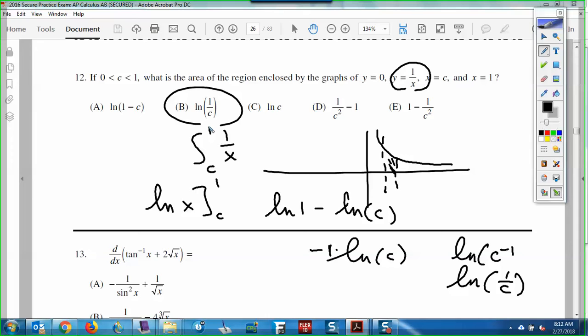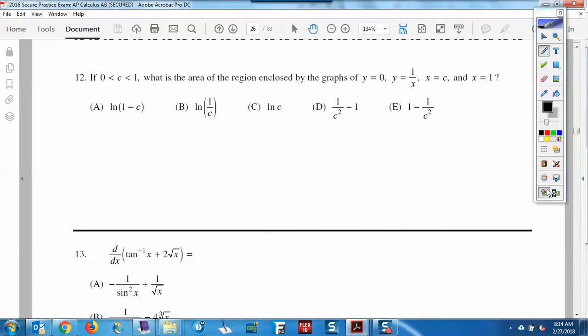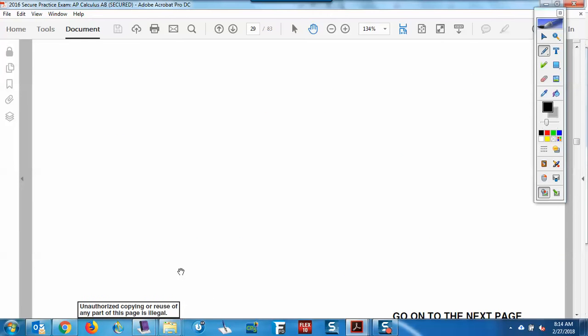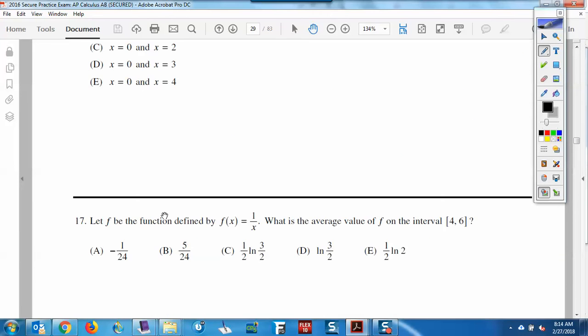Being able to set up an area, set up an integral, right? Do that antiderivative, plug those numbers in, and then also some of those properties of log. We've talked about that before, how they sneak those things in there on you on the no calculator section, okay?